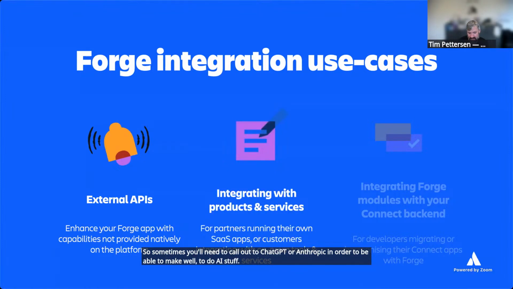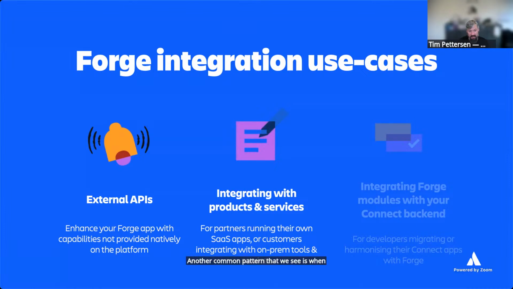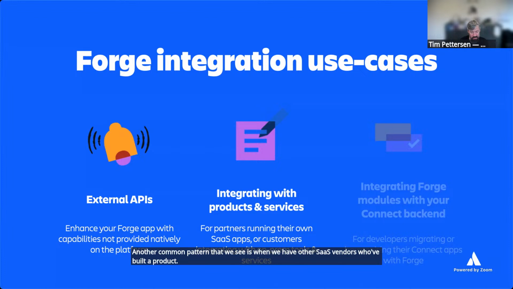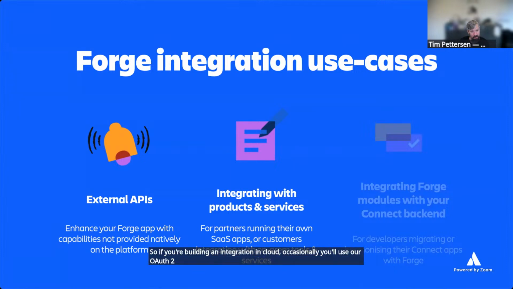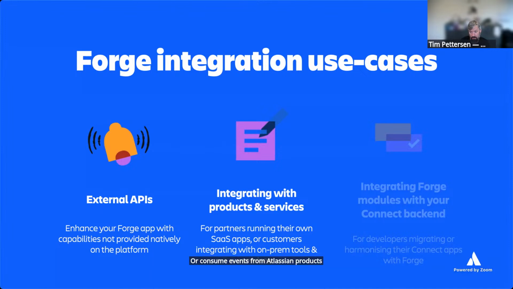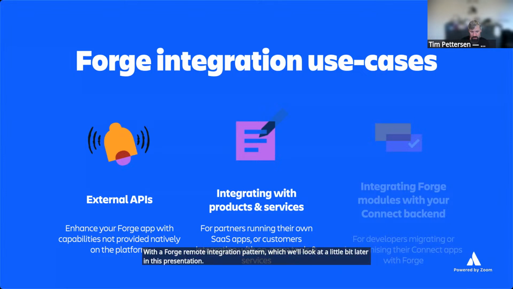Another common pattern that we see is when we have other SaaS vendors who've built a product that's a standalone product that they sell themselves outside of the marketplace that they want to integrate with Atlassian. So if you're building an integration in cloud, occasionally you'll use our OAuth 2 protocol in order to be able to integrate them. But if you want to serve user experiences inside of Atlassian products or consume events from Atlassian products, then typically you'd use Forge with a Forge remote integration pattern, which we'll look at a little bit later in this presentation in order to be able to integrate them.